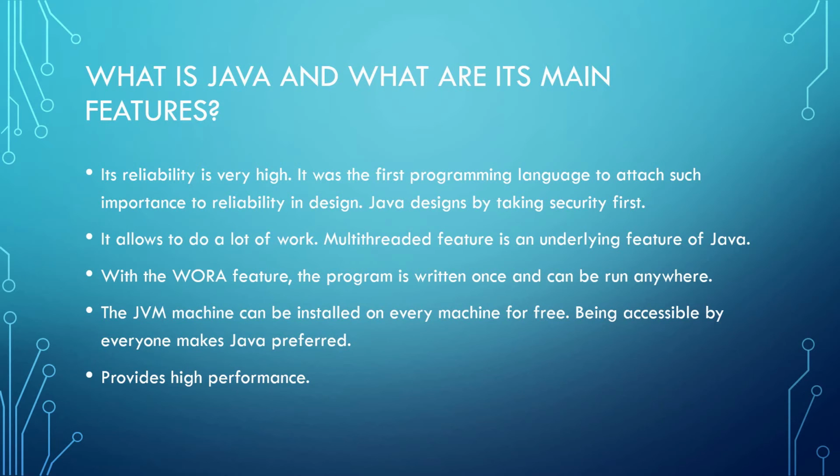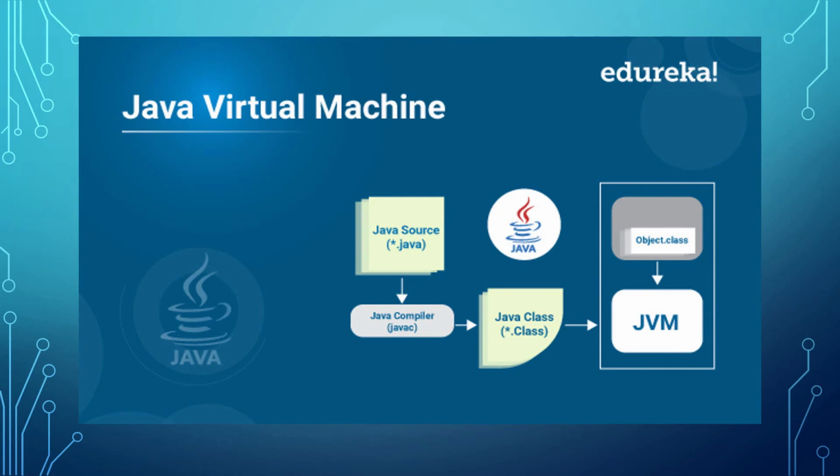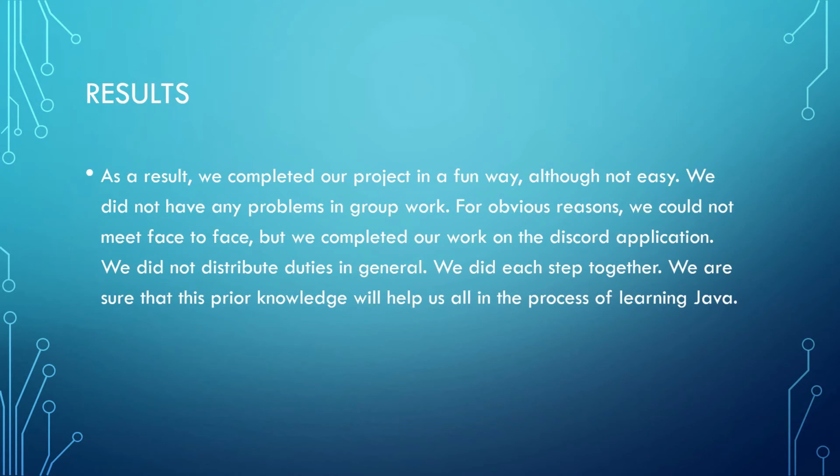With the write-once feature, this program is written once and can be run anywhere. The JVM can be installed on every machine for free. Being accessible by everyone makes Java preferred. It provides high performance. You can see the Java Virtual Machine in the picture.